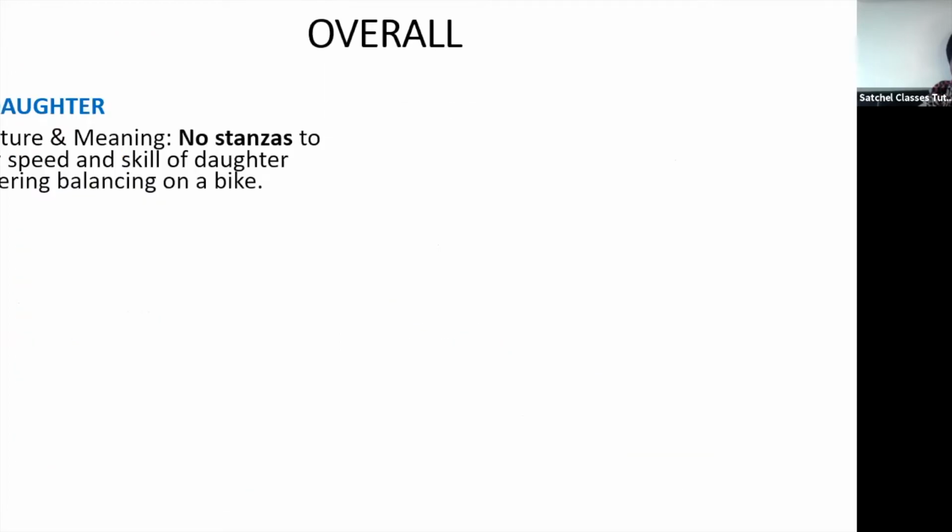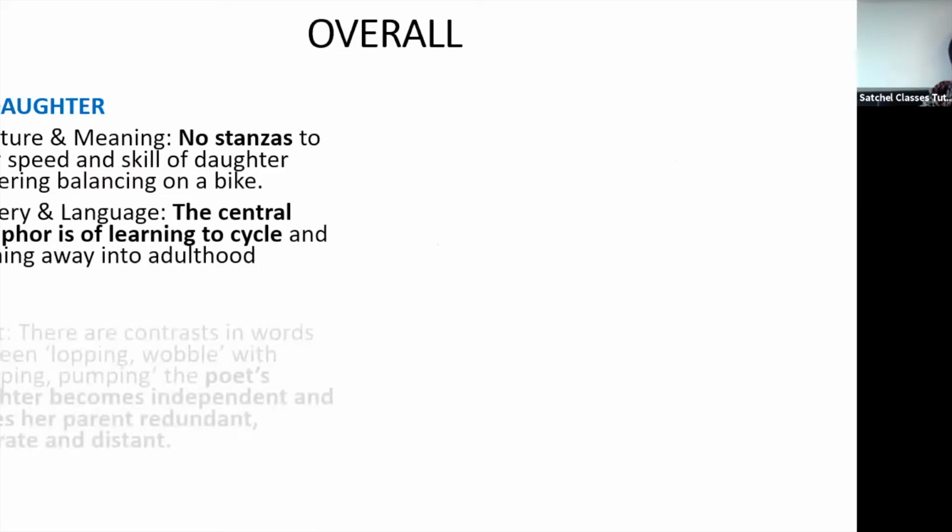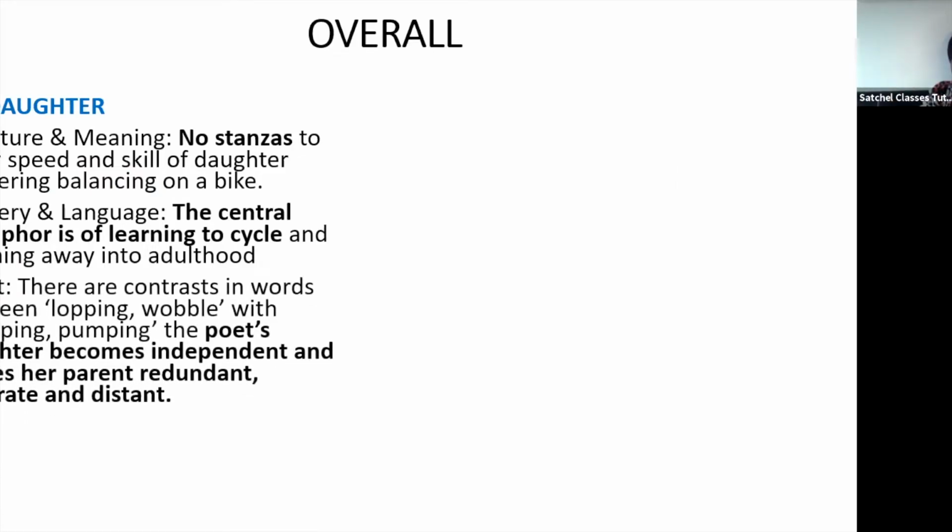So overall, To a Daughter has no stanzas to show the speed and the skill of the daughter mastering balance. The central metaphor is about learning a bike, and she's zooming away into adulthood. And overall, the effect is that the poet wants us to understand that the daughter's independence makes the parent feel redundant and separate and distant.